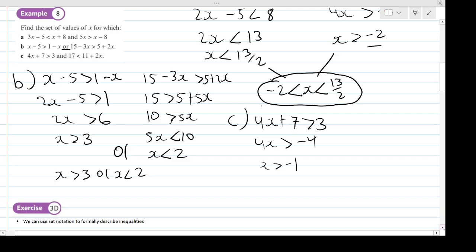Cool. Okay, then the other inequality is 17 is less than 11 plus 2x. Then I'm going to take the 11 from both sides, so that'd be 6 less than 2x. Again, I'm going to reverse it because I don't like the x on the right.